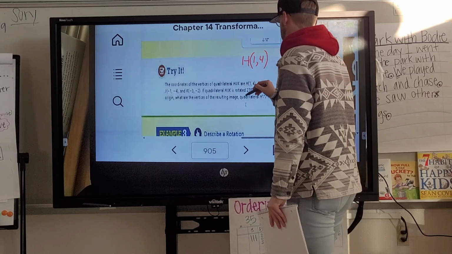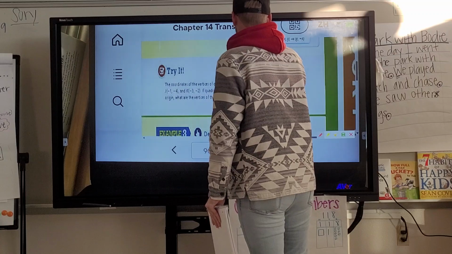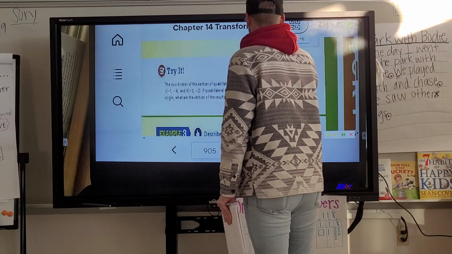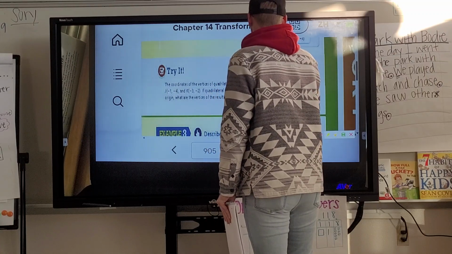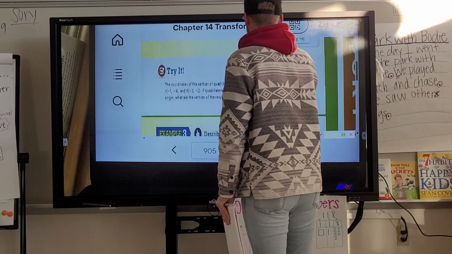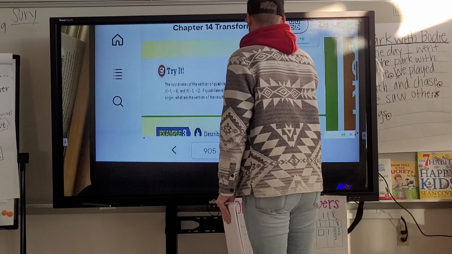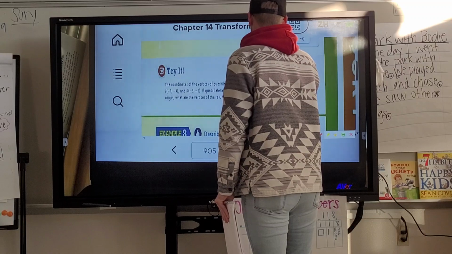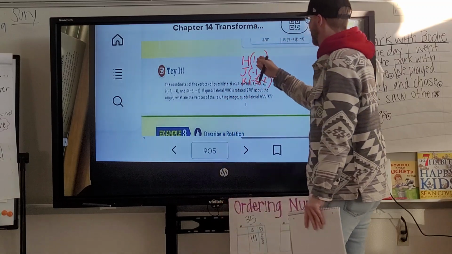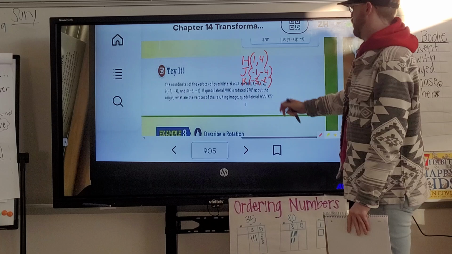J is -1, -4. And K is -3, -2. So I've got my x coordinates and my y coordinates.